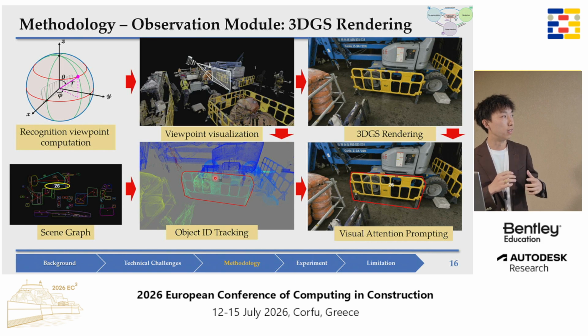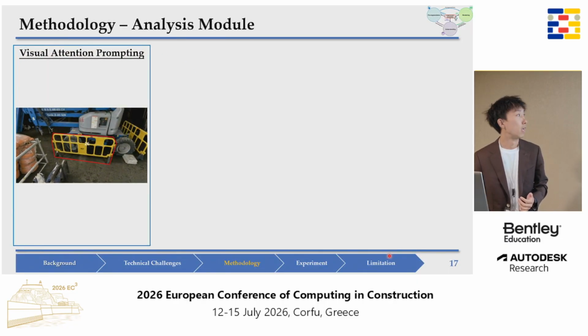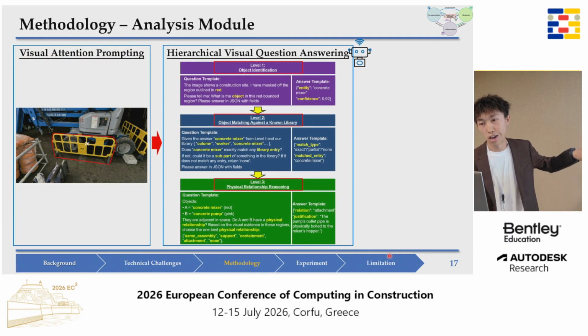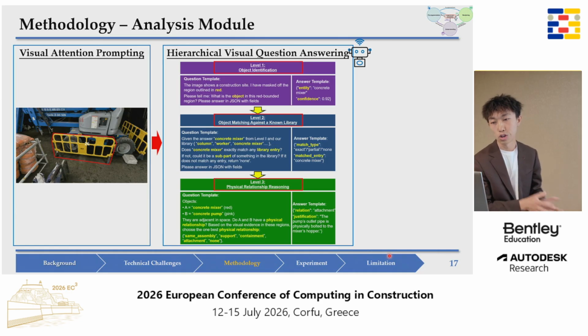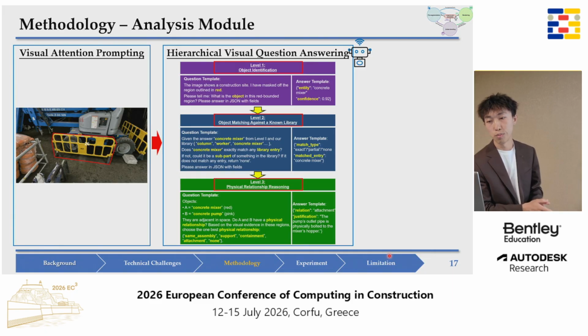Here, the purpose of this step is that we can let the large language model focus on the specific area. Here I call it the visual attention prompting strategy. Then we feed this to the large language model, and we can ask a question like, this is a construction site image, and I have marked the region of interest in a red polygon, please tell me what the object in this area is, and please answer in a structured format.